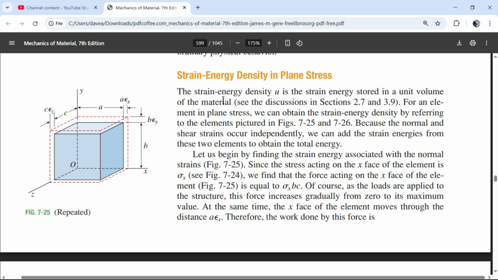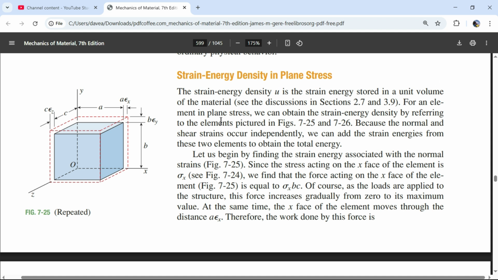So we have the strain energy density, U, is the strain energy stored in a unit volume of material. And so this is where you'd want to see the discussion sections 2.7 and 3.9. I should just go right there, but I'm kind of done for tonight, so let's just do a read through. That's the issue with textbooks. If it says, if you don't know what's going on, you should go back to these sections, and you don't do that, there's a chance you're just going to be reading gibberish from here on. You know what I mean? That is the bummer about textbooks, they don't hold your hand, that's for sure.